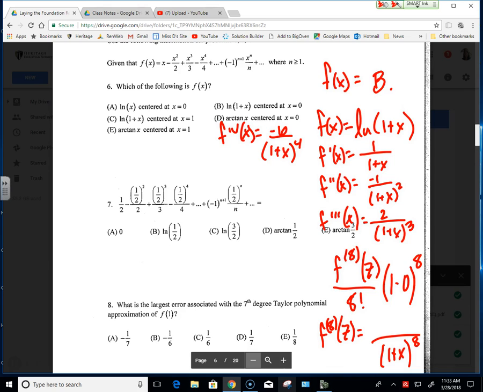And then on top, we have back and forth, back and forth. Every even is going to be negative, so we could put a negative. Every odd is going to be positive. And what we have for the top is, for the second derivative, 1 factorial. For the third derivative, 2 factorial. For the fourth derivative, 3 factorial, 3 times 2. Then 4 times 3 times 2 for the fifth. So this is going to be 7 factorial.